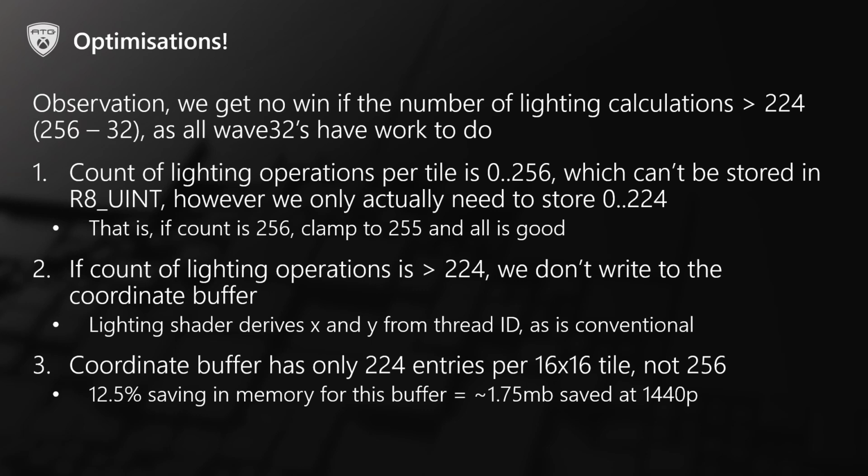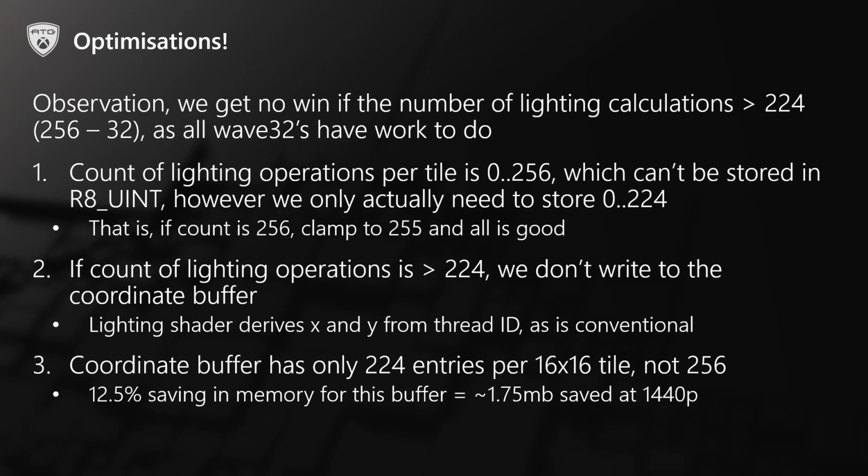So in the actual deferred lighting pass, we're only going to get a performance speed up if we can have an entire wave 32 that comes in, doesn't have any work to do, and immediately retires. So this means that we're only going to get a win if we have 224 or less lighting calculations to go do. So this is why we say, well, if there's more than 224 lighting calculations to do, then we're not going to read the coordinate buffer. We're just going to derive the XY of the pixel that we need to light from the thread ID, which is how deferred lighting systems currently work.